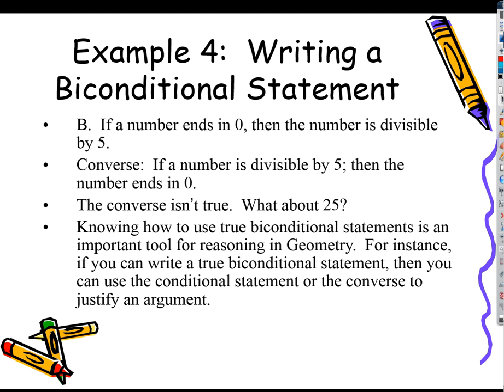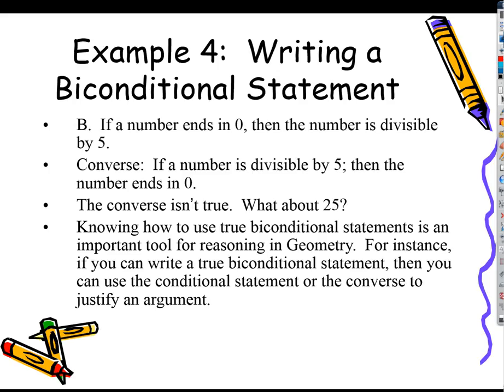If a number ends in 0, then the number is divisible by 5. Okay, so I wish this wasn't all up here. I didn't think it was going to do this. So what's the converse going to be then? Okay, if a number is divisible by 5, then the number ends in 0. But that's not true, is it? Right? Does that make sense?